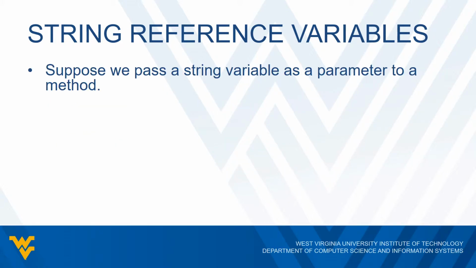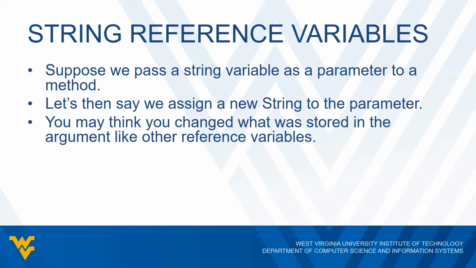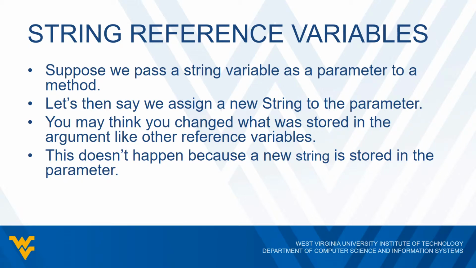Now let's suppose we pass a string variable as a parameter to a method. And then within this method, let's say we assign a new string to that parameter. Since we're dealing with reference variables, you'll probably think that we change what was stored in the argument, just like other reference variables. So I changed the memory address, so it means I changed the memory address of my argument, right? Because we're dealing with changing objects. But this isn't true. This is because a new string is stored in the parameter, just like we were saying earlier that we're creating a completely different string.